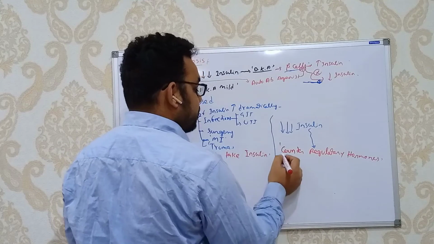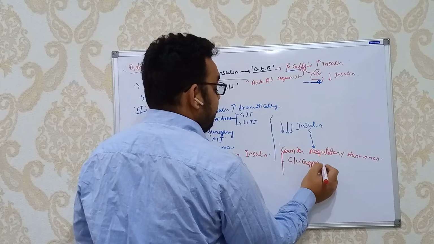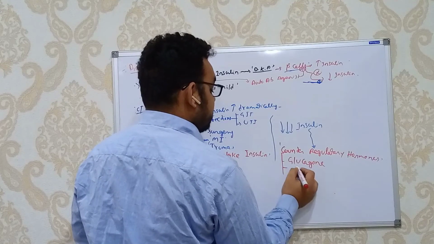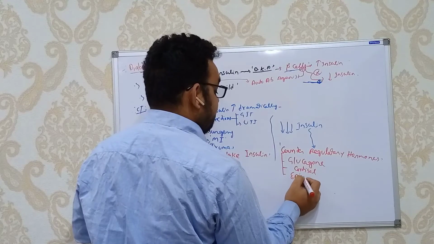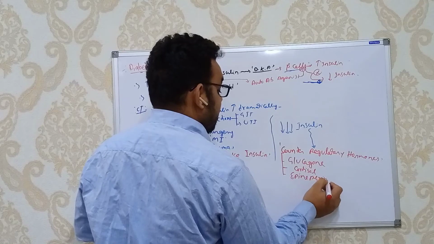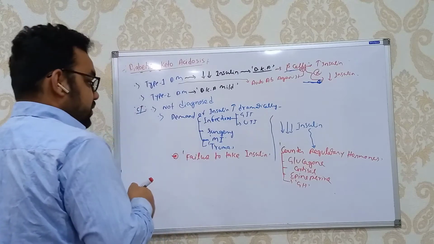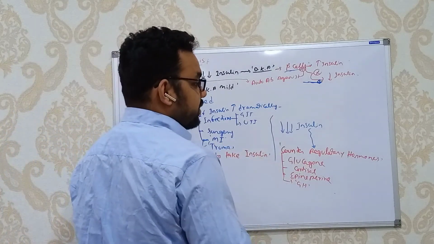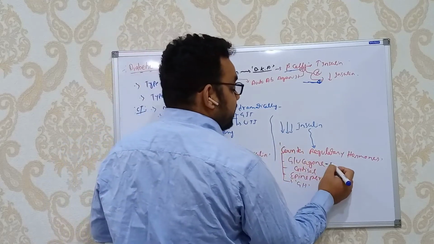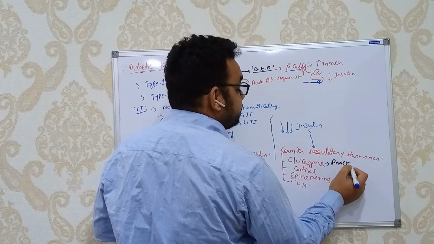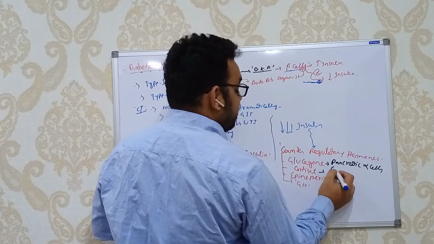Which hormones are the counter-regulatory hormones? The first is glucagon. The second is cortisol. The third is epinephrine. And the fourth is growth hormone. Actually, there is a balance between the insulin and these counter-regulatory hormones. Glucagon is secreted by the pancreatic alpha cells. Then cortisol, we will see, comes from the adrenal cortex.